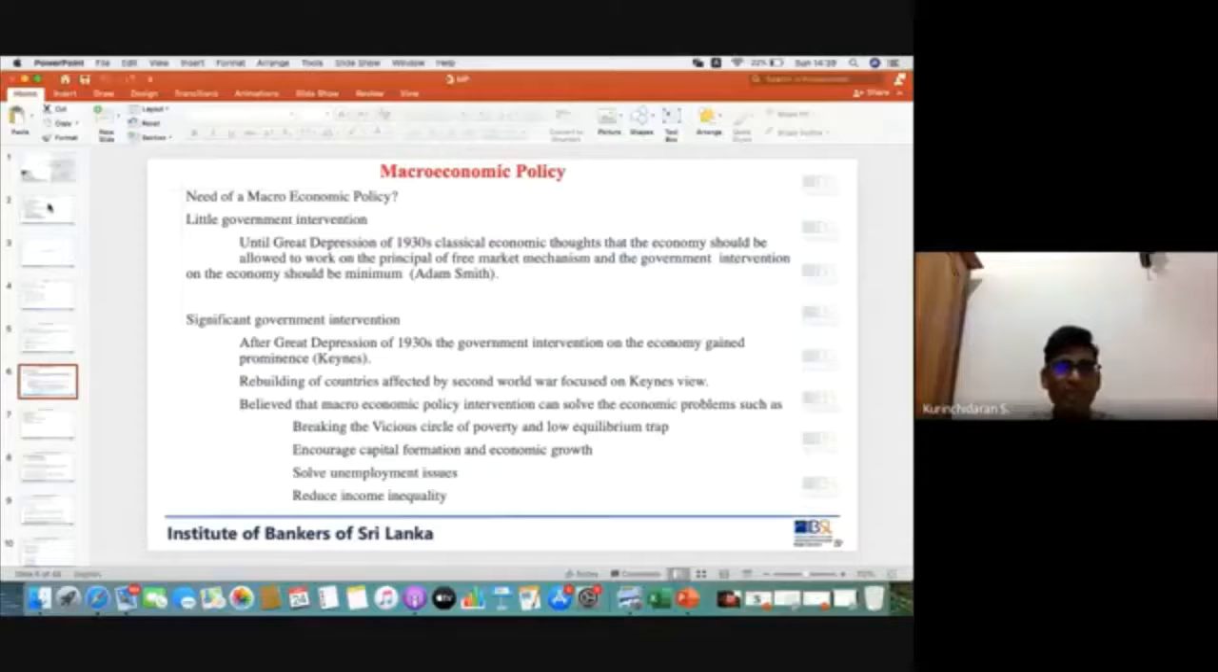And encourage capital formation. If you want to encourage capital formation, you have to encourage savings. Some institution can intervene and increase the interest rate, so people can save more. Through that, capital formation increases, so you can increase your economic growth.